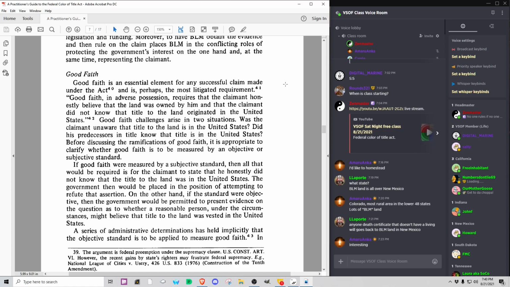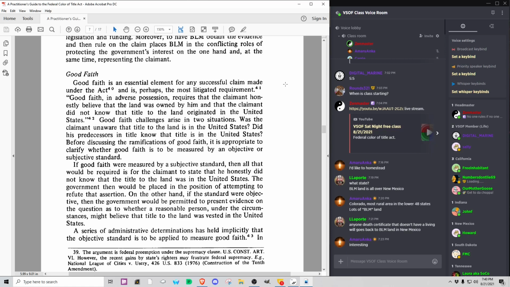Before discussing the ramifications of good faith, it is appropriate to clarify whether good faith is to be measured by an objective or subjective standard. If good faith were measured by a subjective standard, then all that would be required for it is for the claimant to state that he honestly did not know that the title to the lands was in the United States. Exactly. That would be the end of it.